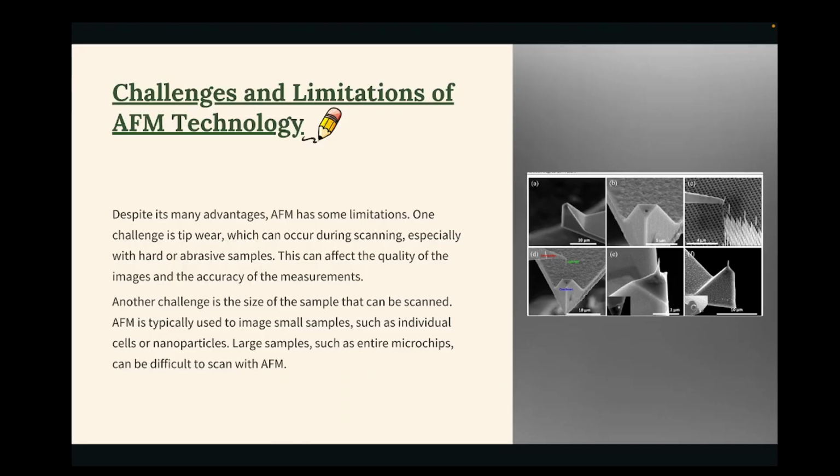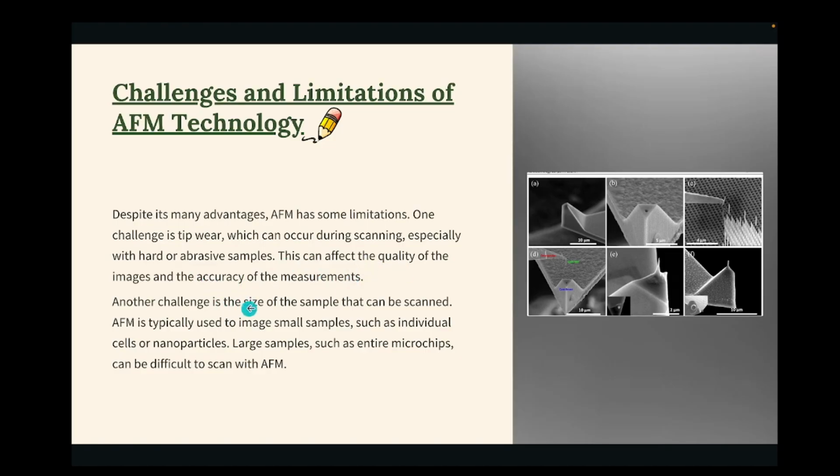So what are the challenges in AFM technology? Despite many advantages, AFM also has limitations. The tip is very pointed, so there is a chance of wear and tear of the tip very easily. While scanning, especially with a hard and abrasive sample, the tip gets damaged easily. This can affect the quality of the image and the accuracy of the measurement.